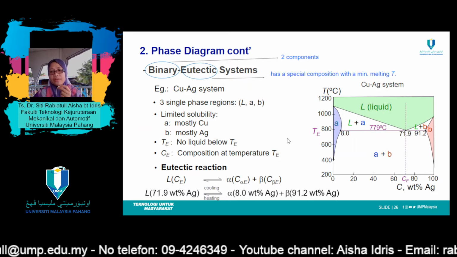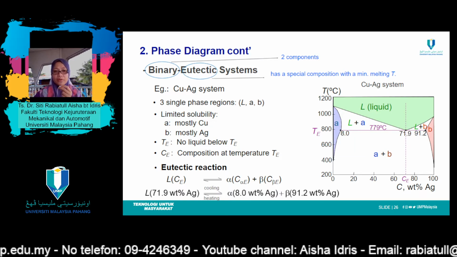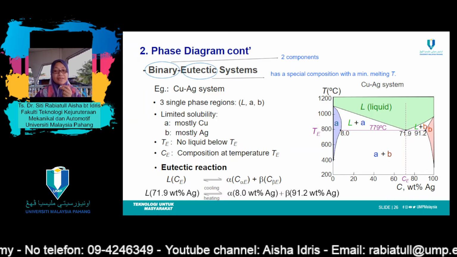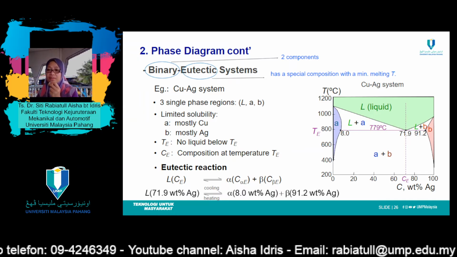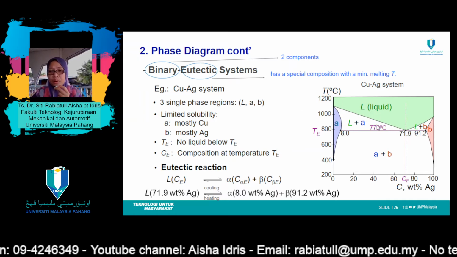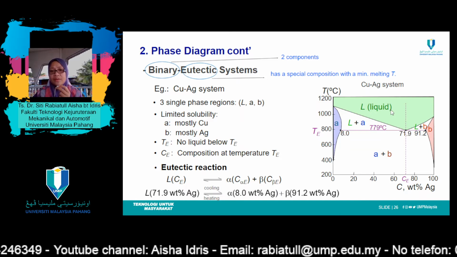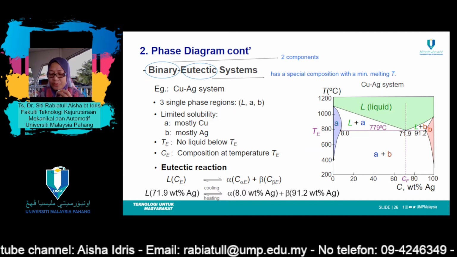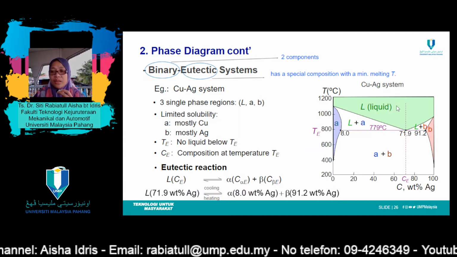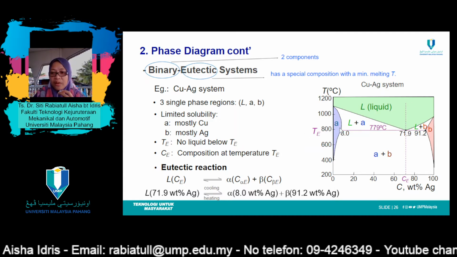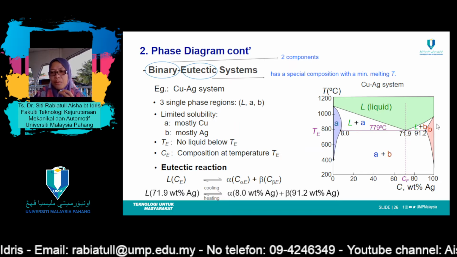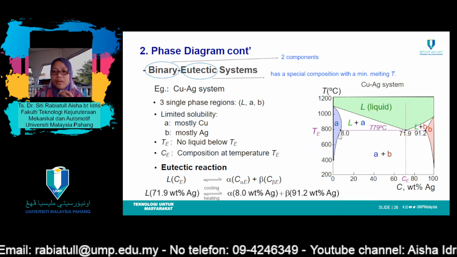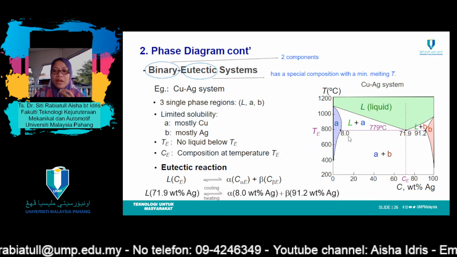So what are the phases available for these types of phase diagram? Let's take the example of the copper silver system. For this one, three phases exist, which are liquid, alpha and beta. This one alpha and this one beta.